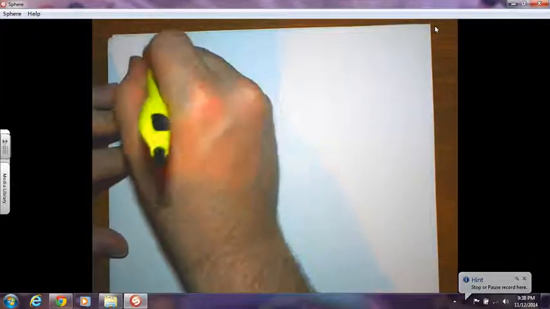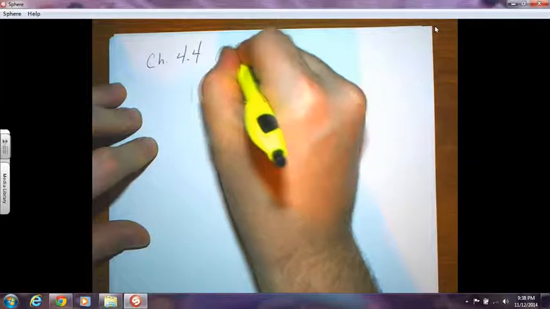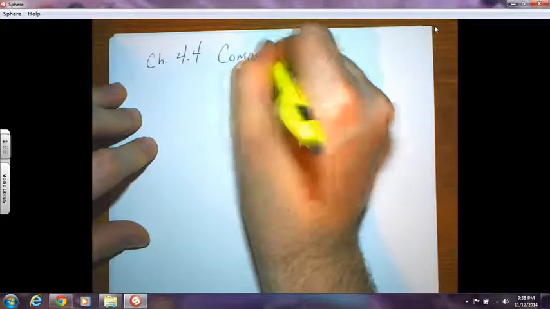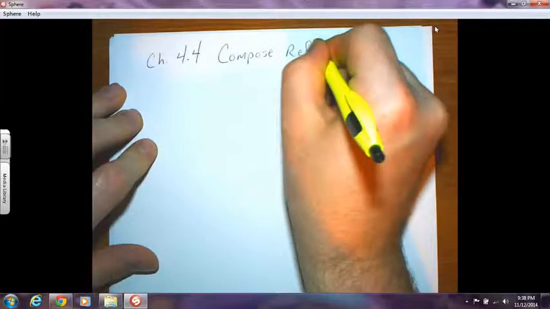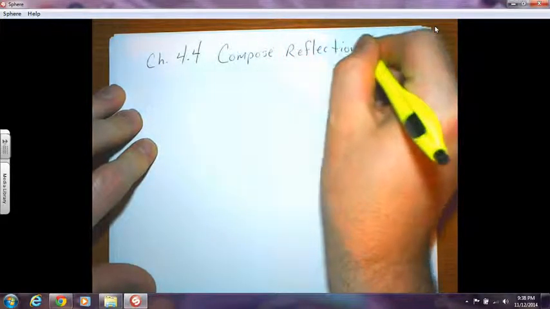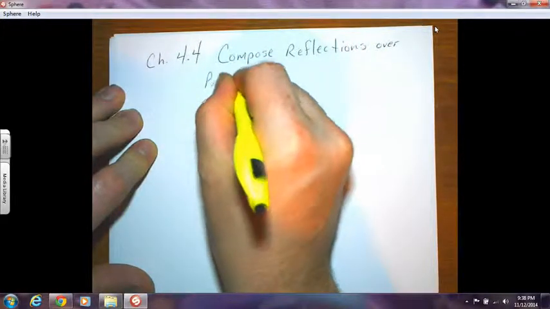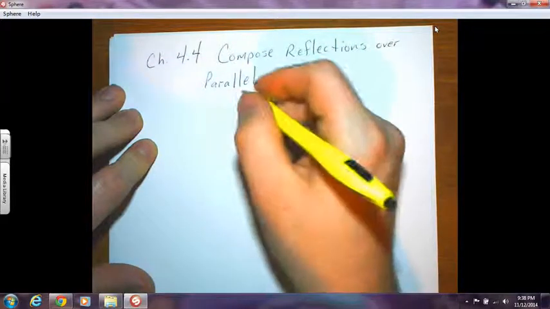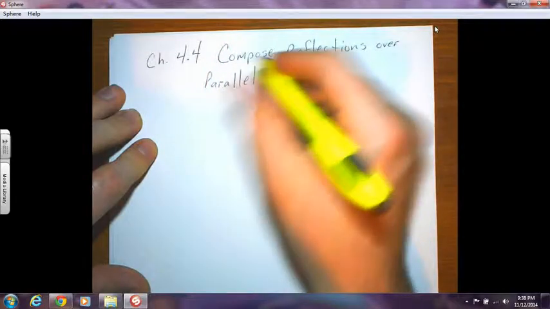Alright, so for geometry, we're looking at Chapter 4, Section 4 today. And we're going to look at what happens when we reflect over two parallel lines. So we're going to compose reflections over parallel lines. So what that means is we want to first have a pair of parallel lines, reflect over one of them, and then reflect back over the other one.